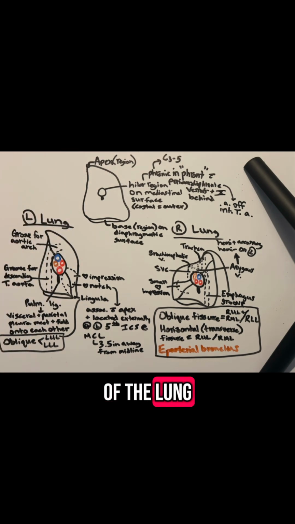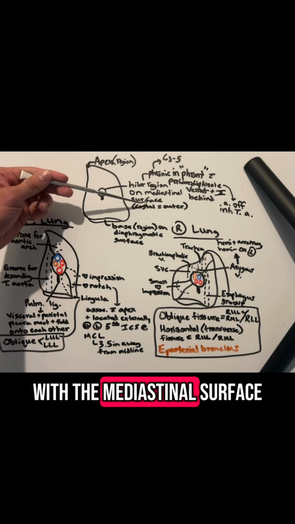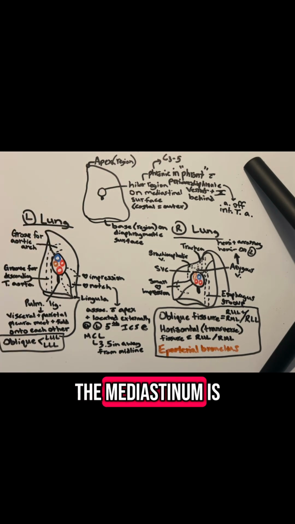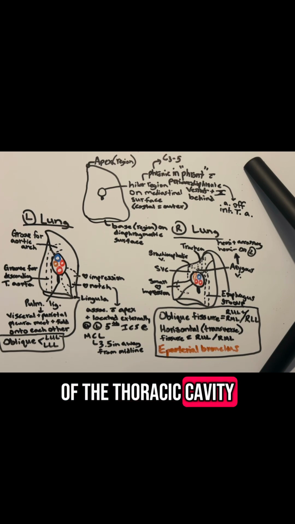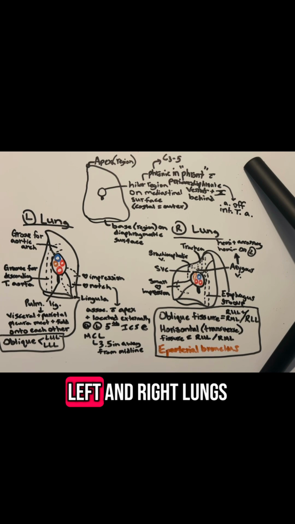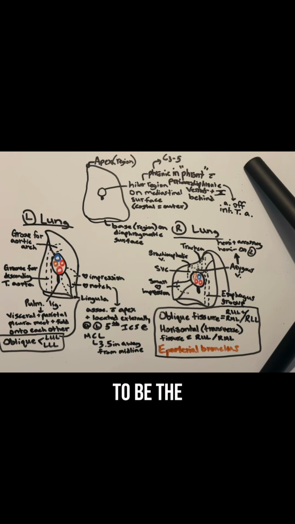The hilar region of the lung is where everything is going to enter and exit the lung, be it vessels or bronchi. Now the hilar region of the lung is associated with the mediastinal surface. The mediastinum is the central part of the thoracic cavity located between the two pleural cavities, therefore between the left and right lungs. So the inner side or the medial side of the lung is going to be the mediastinal surface, and also known as the hilar region.